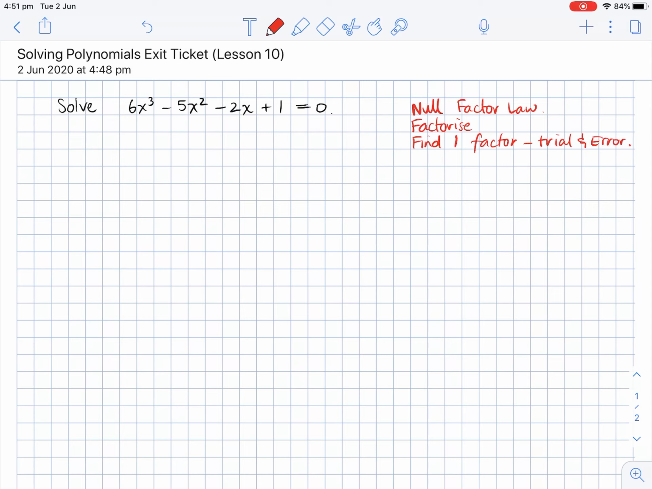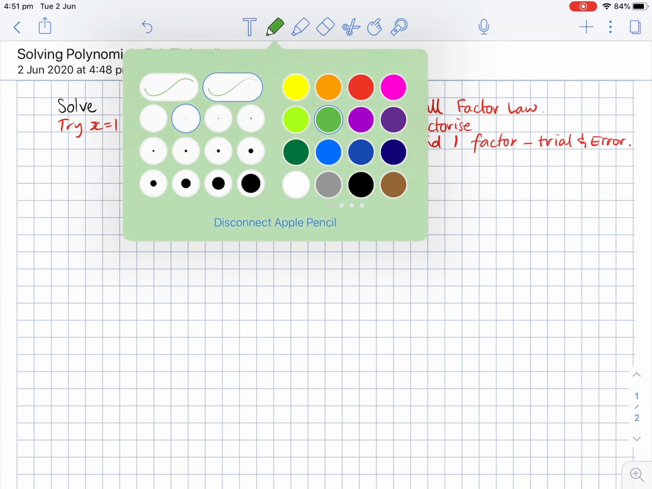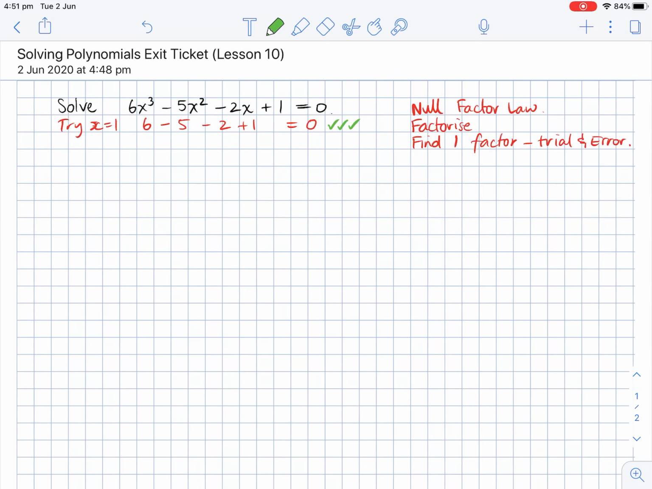Now, it doesn't take a lot of looking at this problem to work out, hey, if I try x equals 1, that'll give me an answer of 6 minus 5 minus 2 plus 1, and we can see that that equals 0. So the trial and error process here is actually really quite quick. So I'm going to use that and say, all right, therefore, I know that x minus 1 is a factor.